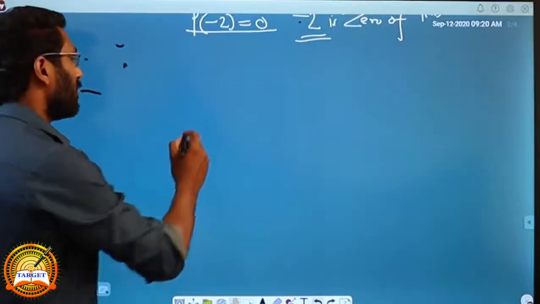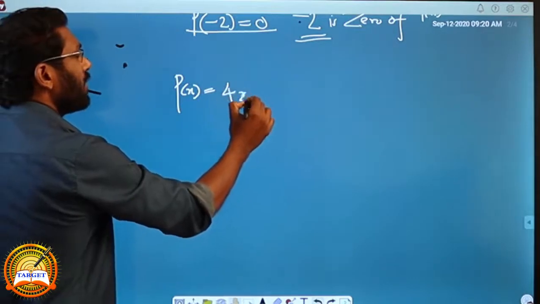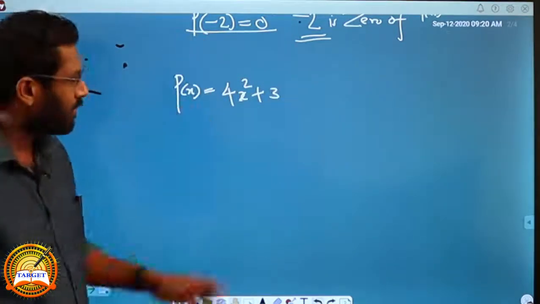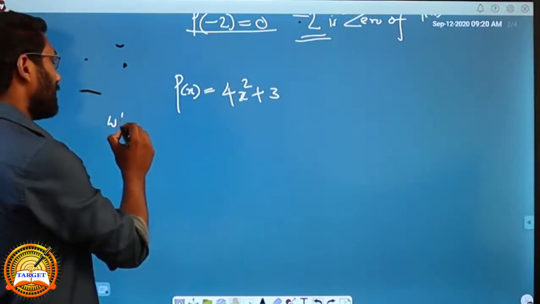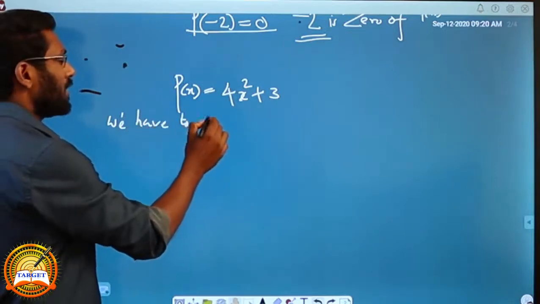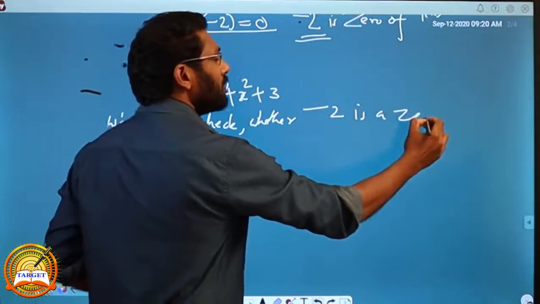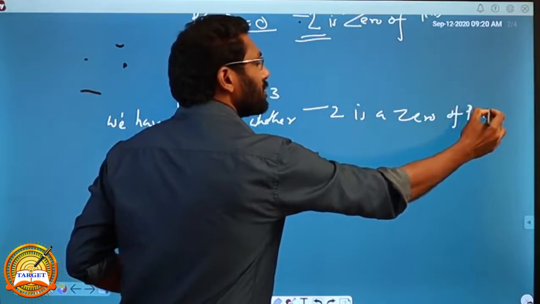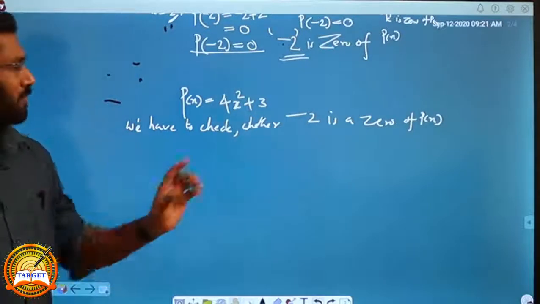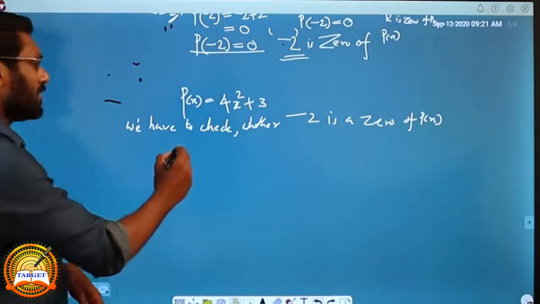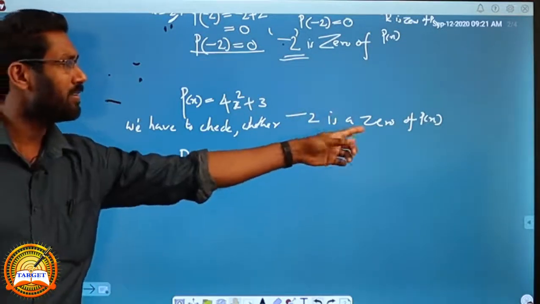So now I am going to give you another example. Suppose a polynomial p of x is equal to 4x square plus 3. There is a polynomial which is given as 4x square plus 3. We have to check whether minus 2 is a 0 of p of x. How we can check whether minus 2 is 0 of this polynomial? Just find p of minus 2.